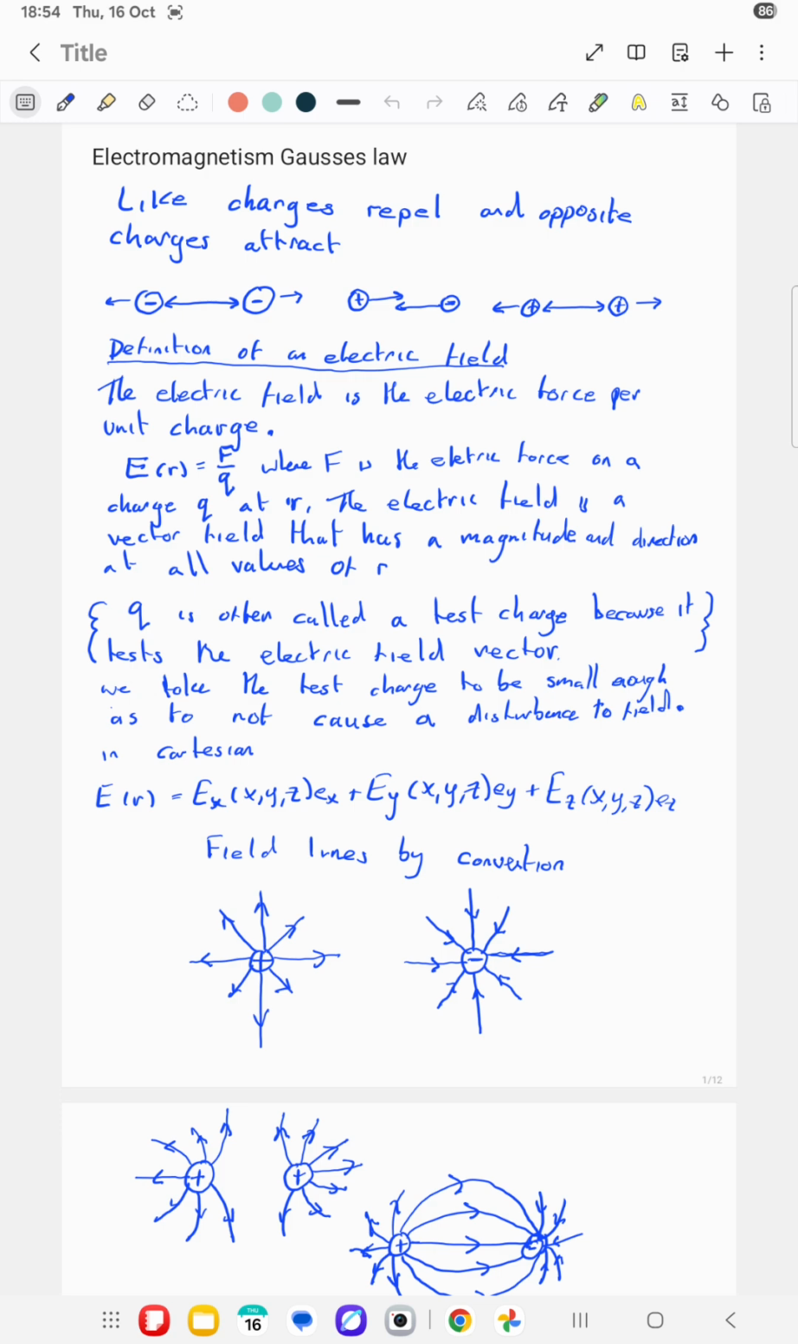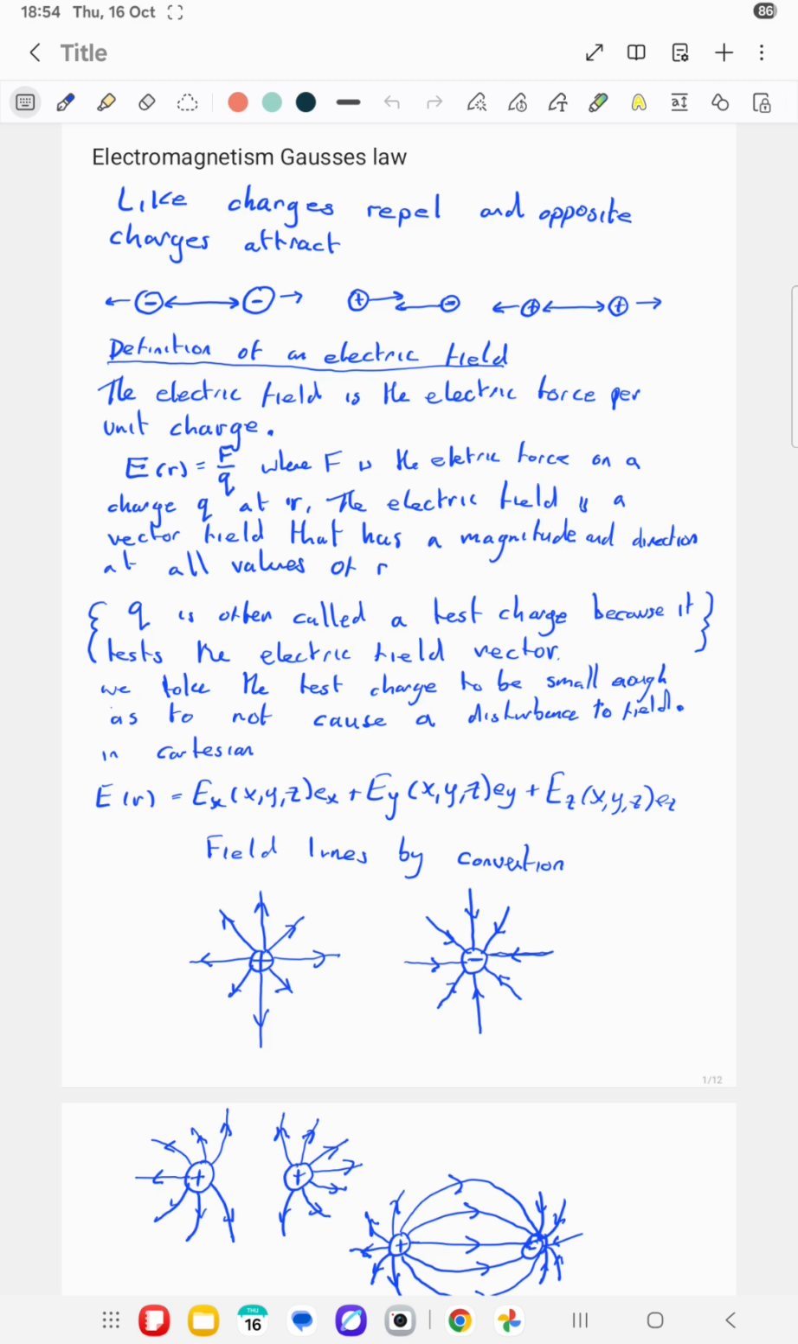We're going to start with Gauss's law, but we'll touch upon Coulomb's law. I'm not going to go into depth with that because it's pretty basic concepts, to be honest. Now, we should all know that like charges repel and opposite charges attract. And we'll start with the definition of electric field.